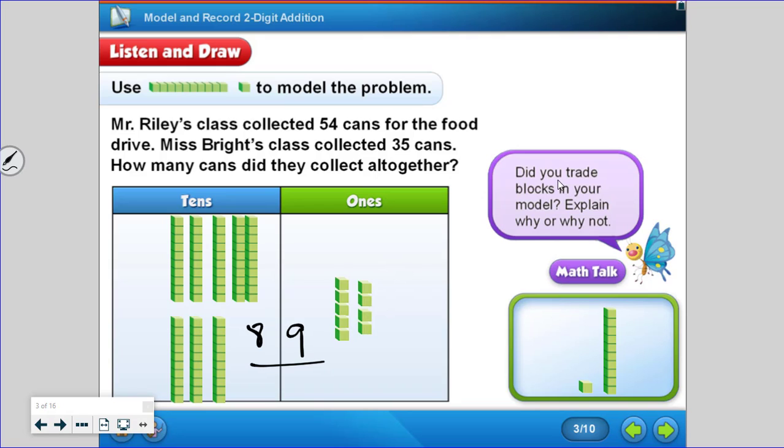And so then the Math Talk says, did you trade blocks in your model? Explain why or why not. Well, because there were fewer than 10 ones. There were only 9 ones. Almost had to exchange, or almost had to regroup, I should say. Because there were fewer than 10 ones in all, I didn't have to trade them for a 10. I didn't have to do any regrouping. Okay, so that's how we got 89. So let's go to the next page.